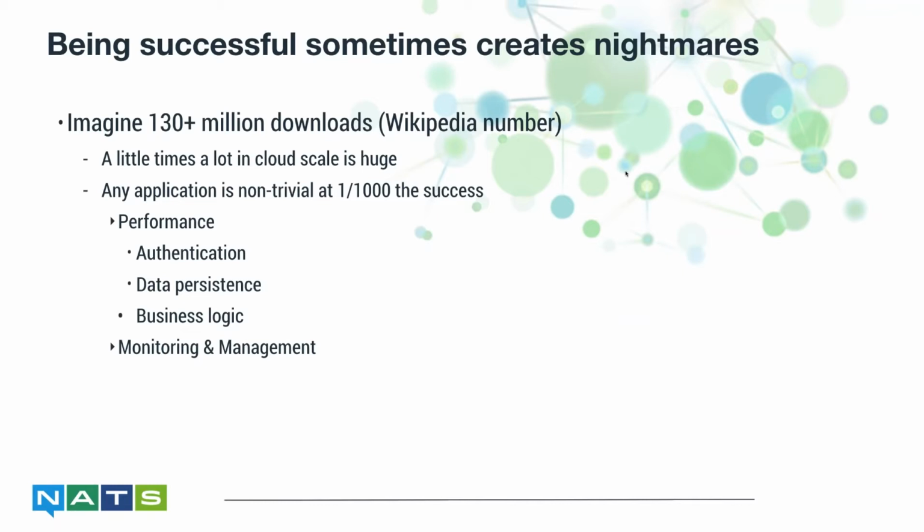There's issues related to authentication, data persistence, and business logic that we have to deal with at this scale, monitoring and management, etc. So with that in mind, now I want to think about how we would take an application like that, use microservices and messaging and NATS to implement it in a way that we can actually maybe cope with that level of success.